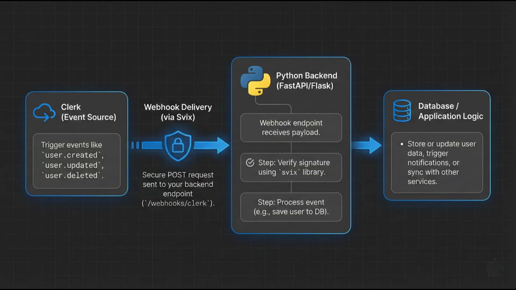This here is the diagram of the Clerk webhook which we are going to configure. So whenever a user is created or updated in Clerk, it triggers a secure webhook event that is verified by our Python backend using Svix before automatically updating our local database.